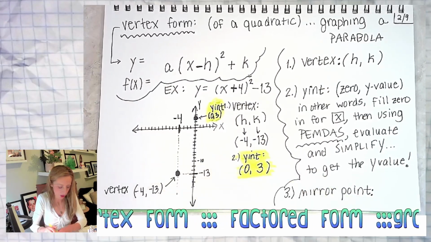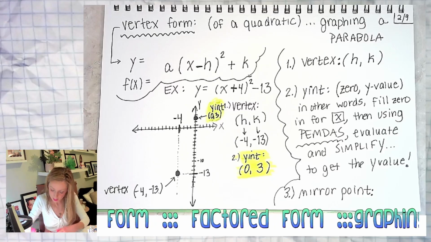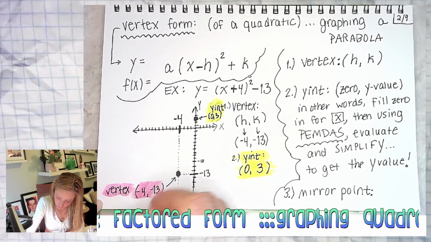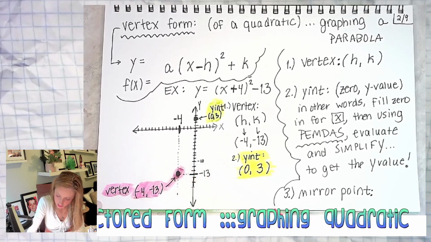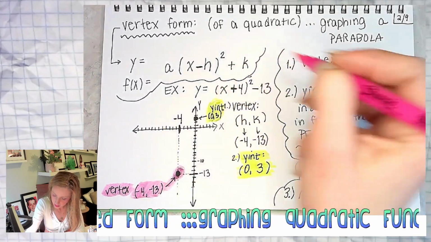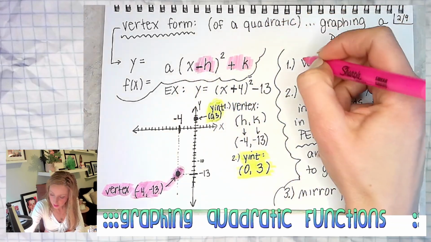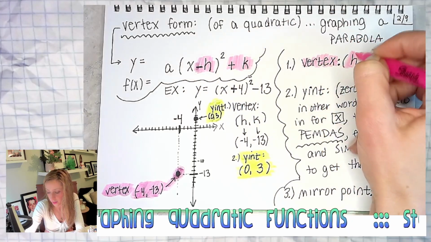Okay, vertex I did in pink earlier. So vertex is -4, -13, and that's that dot right there. I should color that dot as well. We use this information in my equation to help me find the vertex.